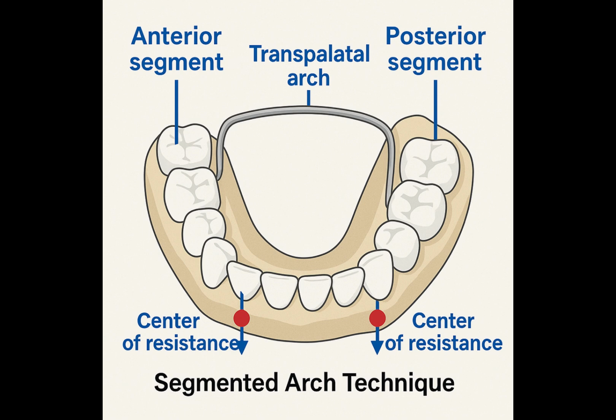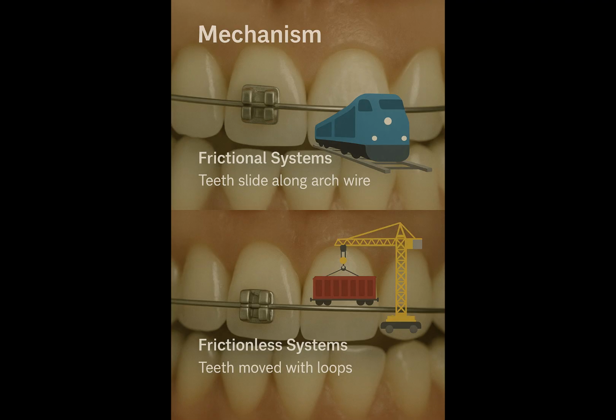The key difference is how the teeth are moved. In frictional systems, teeth slide along the arch wire like a train on rails. In frictionless systems, teeth are moved with the arch wire, often using loops, analogous to a crane lifting and moving a train car. This eliminates the sliding friction between the bracket and wire.